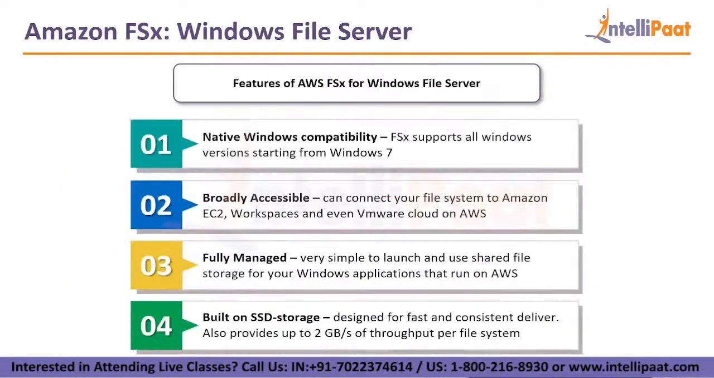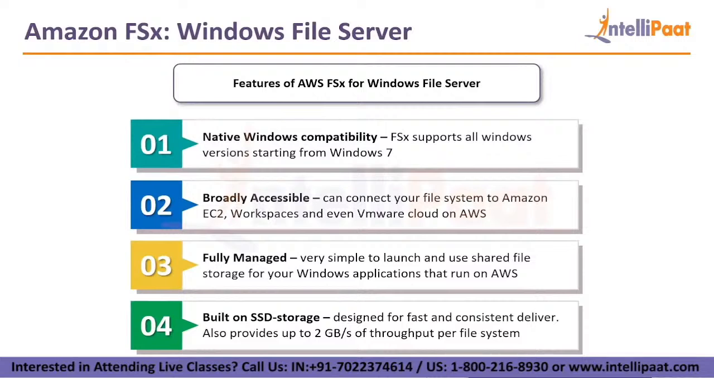Now, features of AWS FSx for Windows File Server. As I told you, native Windows compatibility. FSx supports all Windows versions starting from Windows 7. So Windows 7, then Windows 8 if anybody is using it, and then Windows 10. You can connect it to Windows 10 as well, and that's the latest version right now, and it is compatible with all of those versions.